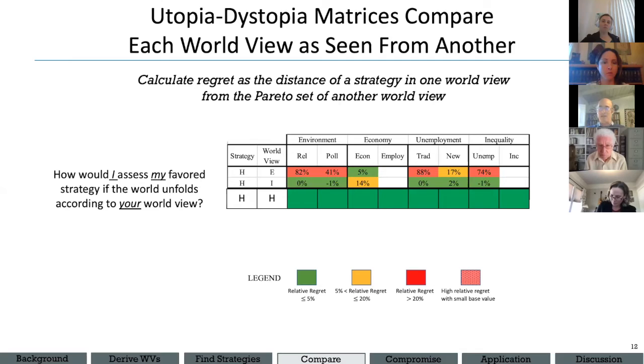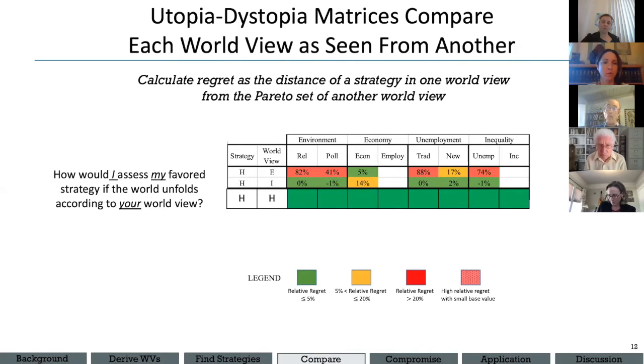And if you take a strategy which is misaligned with the world you're actually in, you can get a bad outcome. So we're going to ask, and we're going to measure, goodness and badness for each objective with a regret measure, which is essentially the distance of a strategy in one worldview from the closest point on the Pareto surface of another worldview. And then there's a backup slide if you want to see how we do that. But essentially it's, if I'm in one worldview, how far away am I from the best I could do in the other worldview? And you can ask this question in a couple of different ways.